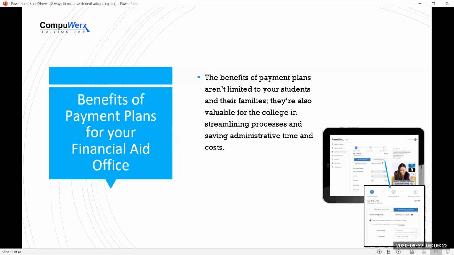So we talked about all the benefits for your students. What about the financial aid office? A payment plan is very valuable to a college's financial aid office. It streamlines the process and saves schools time and money.